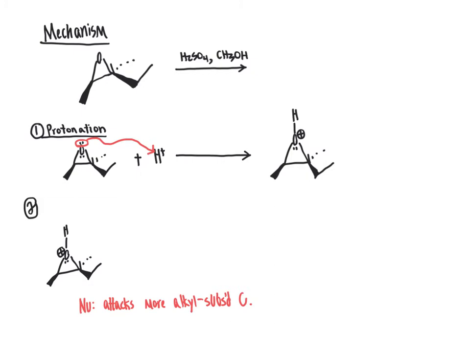And so we can show that happening by having our methanol, which will act as our nucleophile because it is a source of lone pair electrons, enabling it to serve as a nucleophile in this reaction, come in and attack the more alkyl substituted carbon. That means it's going to attack the one on the right here, so I show that bond forming.